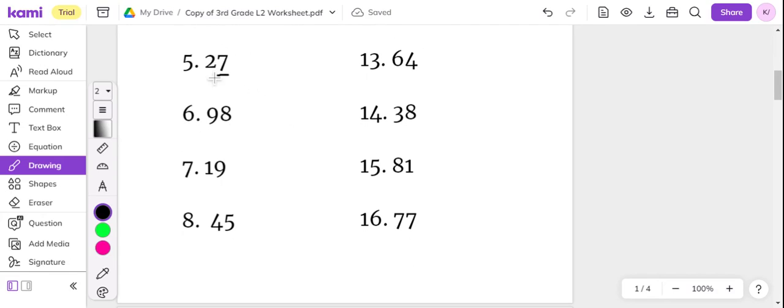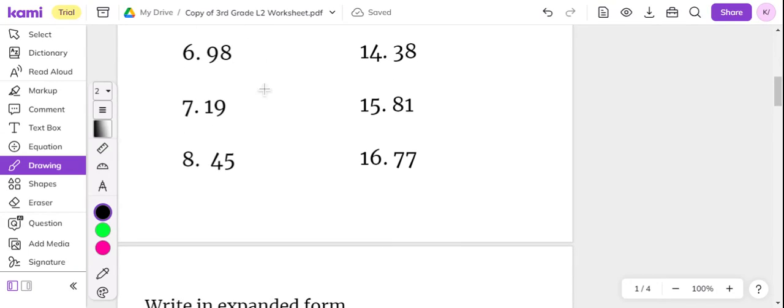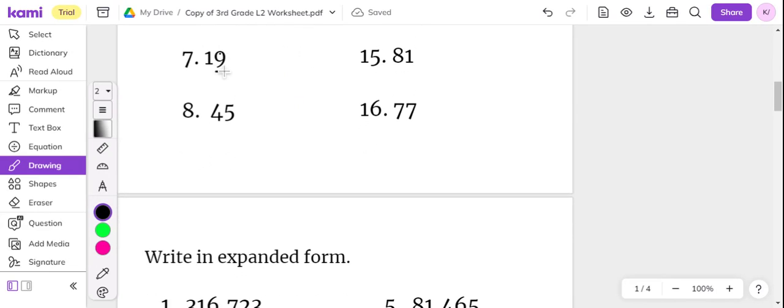27, we look at this ones digit, and 7 is not an even number, so it is odd. Number 6, 98, and the 8 in the ones digit is an even number, so we will write even. Over here, 19, the 9 is in the ones digit, and 9 is not an even number, so it will be odd.